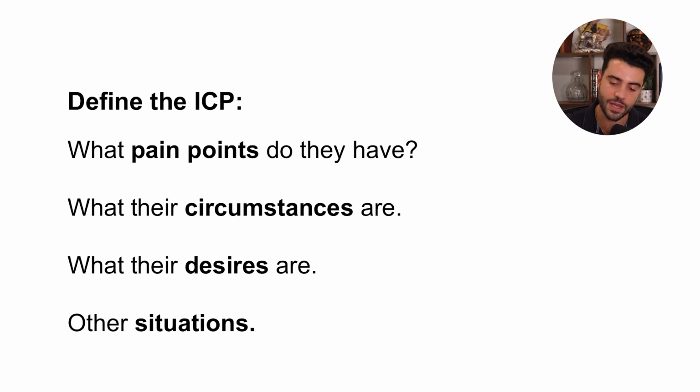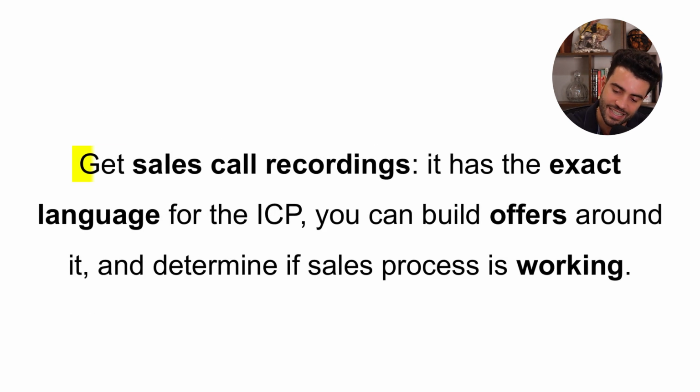A really big unlock for us as well is getting sales call recordings. This is super valuable. If you have these as a founder, you should actually create a lot of your messaging around your sales call recordings, because they literally have the exact language that your ideal client profile is using, which you can then turn into copy, and also into offers. And then you can also figure out exactly if you're running a proper sales process on the back end of things. So that is what we do from an ICP perspective before we start running copy.